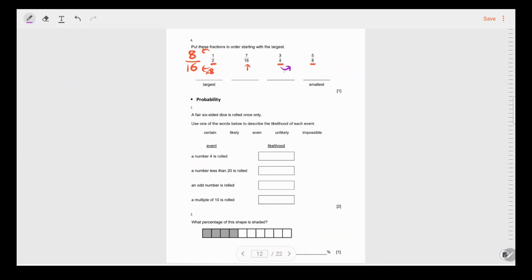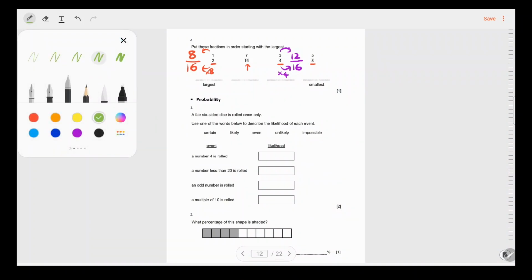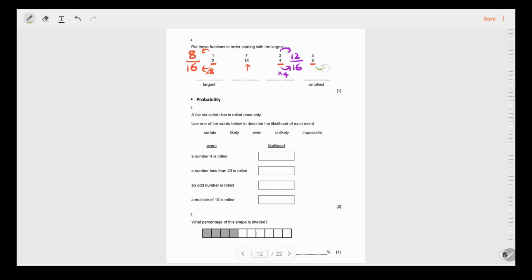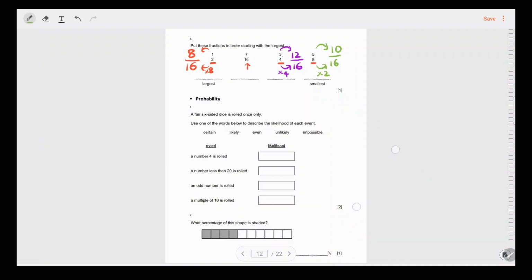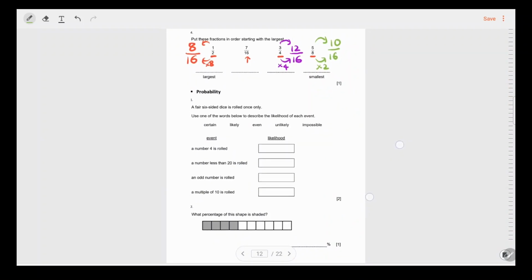So to make 4 into 16, we need to multiply it by 4. Same thing to the numerator. 3 times 4 is 12. And 4 times 4 is 16. Then finally, we have 5 over 8. 8 can be converted to 16 by multiplying by 2. So same thing to the numerator. 5 times 2 is 10. So here our equivalent fraction is 10 over 16.